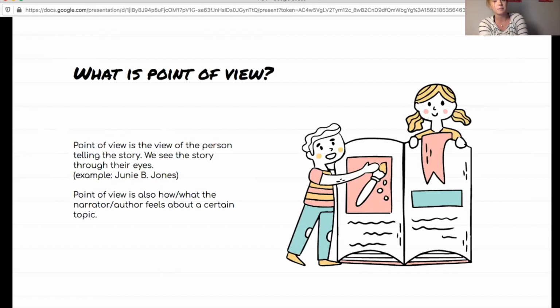That is a first person point of view. She writes as herself. She uses I, me, we. So we know that Ginny B. Jones is the one who's talking. We also know that with Harry Potter, that is a third person point of view because it uses the name Harry Potter, but we are aware of his inner thoughts and actions. Books such as If You Give a Moose a Muffin are a great example of second person point of view, which we are going to go into in a little bit. But on top of this, and this may have been something you touched on in second grade, may not have, point of view is also how or what the narrator, author, or character feels about a certain topic.